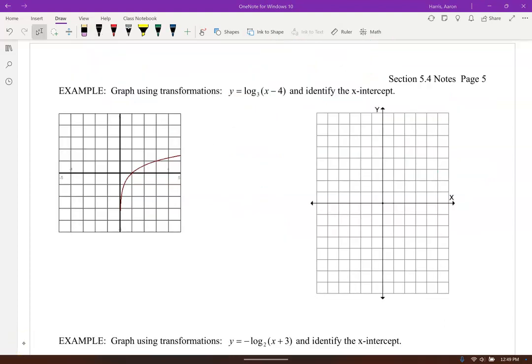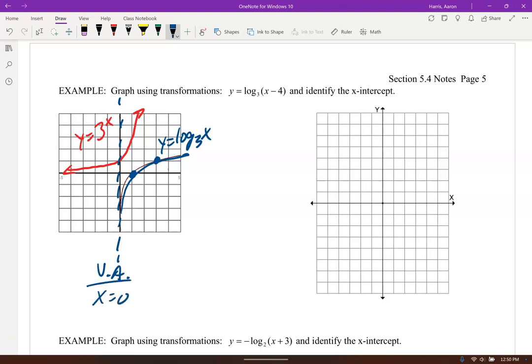All right, let's go ahead and graph using transformations. If you remember, log base 3 of x looks kind of like that. Here's our 3 to the x, the parent function here is log. So here's log base 3 of x. It's inverse. Instead of 0, 1, I got 1, 0. Instead of 1, 3, I got 3, 1, and so on. That's our parent function, which has a vertical asymptote of x equaling 0. Its domain is x greater than 0. Its range is negative infinity, positive infinity.